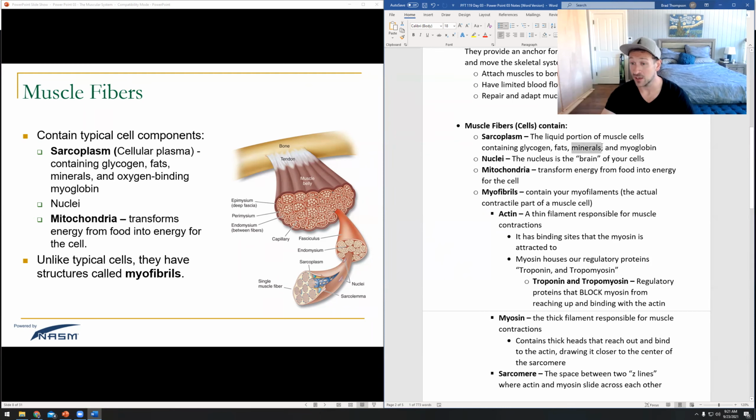You'll see some minerals in there, things like calcium, which is obviously huge. But sodium and potassium are really big ones that you'll find in there. Those are acting as electrolytes, which is why we drink electrolyte water, that's sodium and potassium ions.